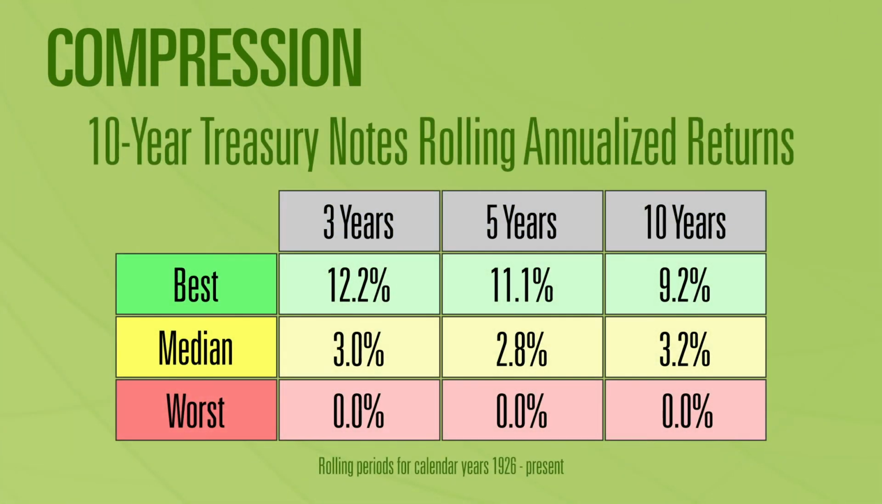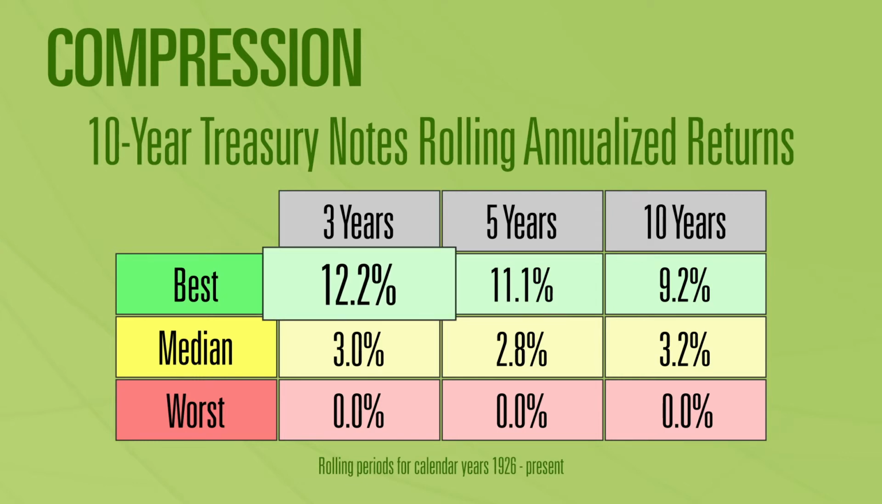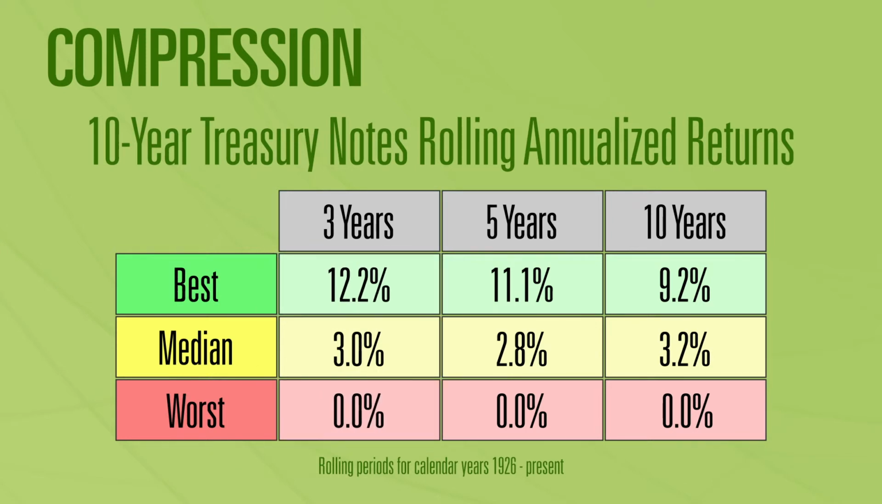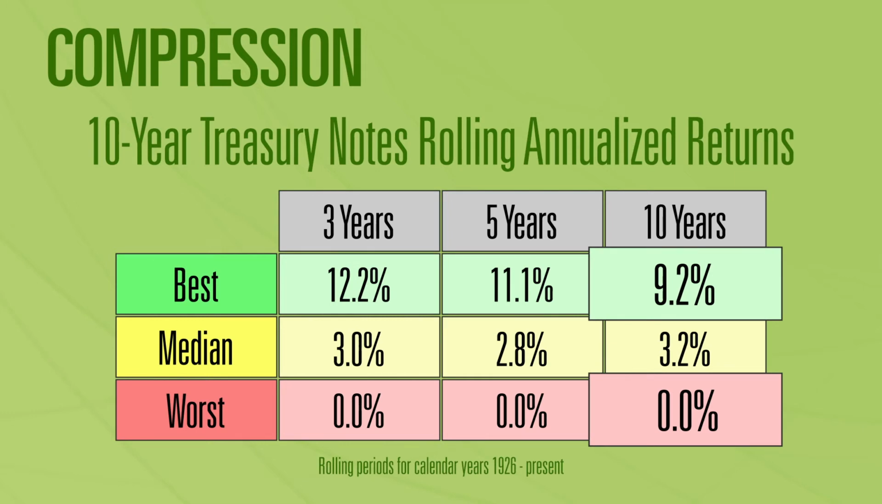Even returns for U.S. Treasury notes compress over time. Since 1926, the best return over a rolling 3-year period was 12.2%, and the worst return was 0%. Over a 10-year period, that range compressed to just 9% on the upside and remained at 0% on the downside.